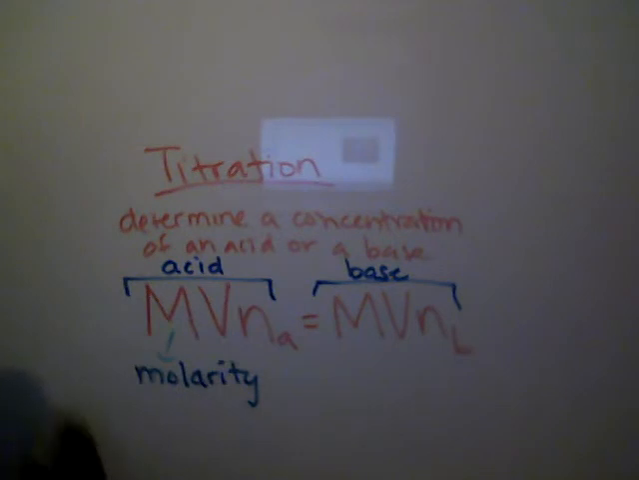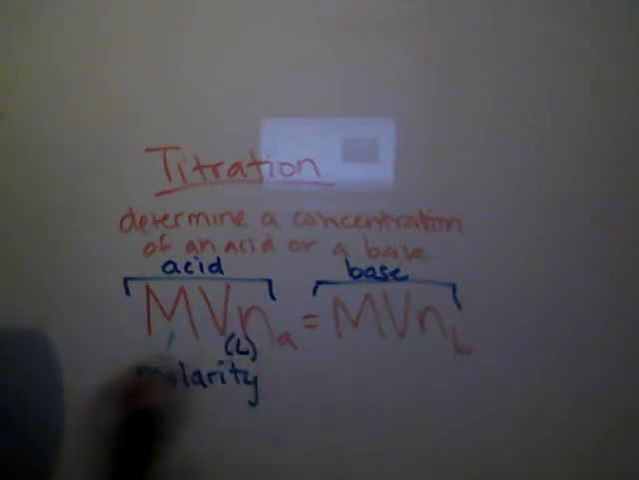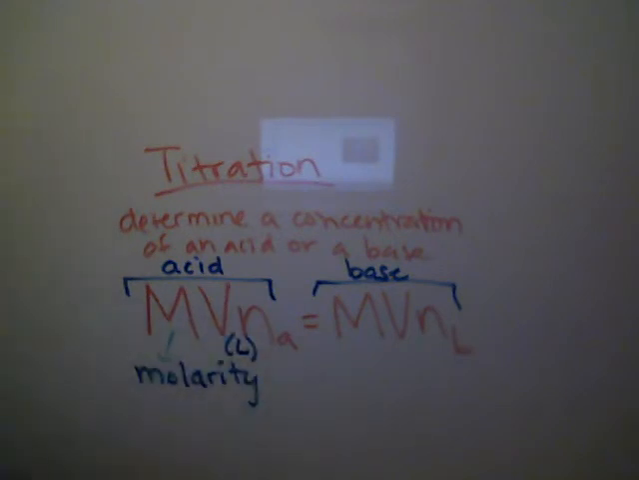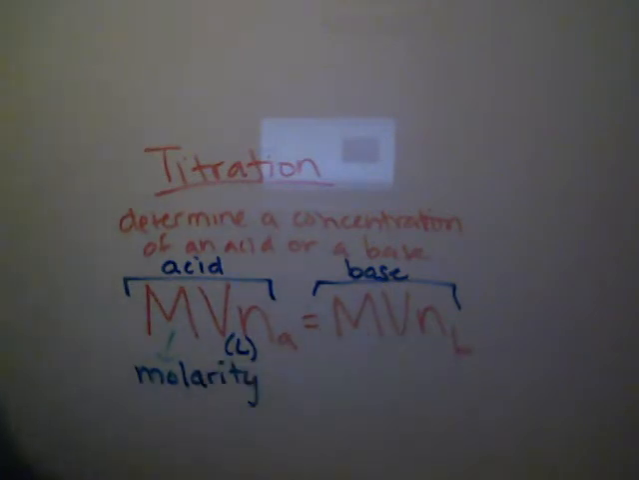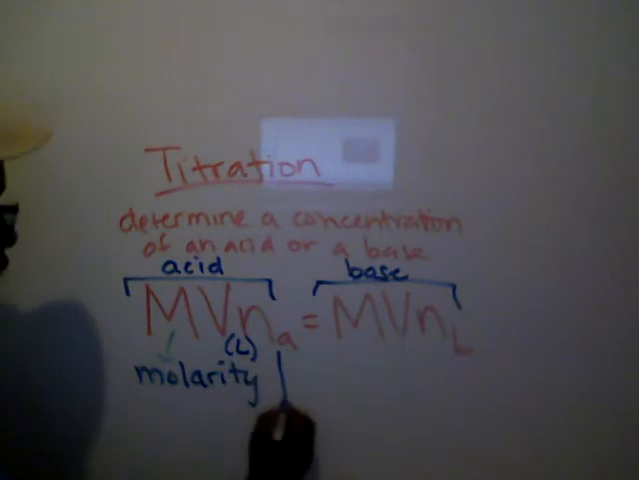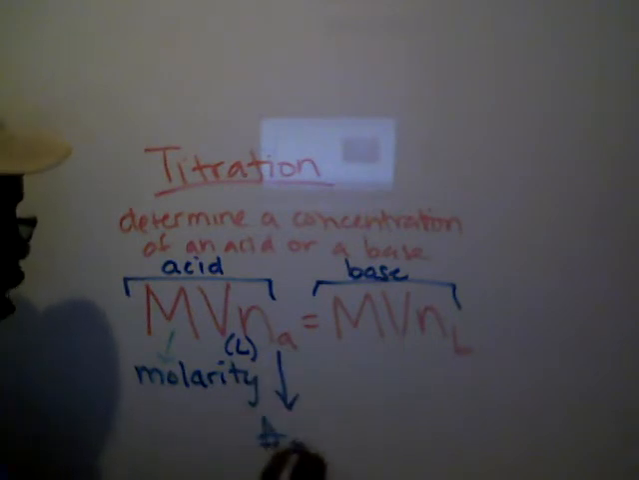V is the volume, but it has to be in liters. So this V has to be in liters. Can't be in milliliters. You got to convert it into liters. Now, Nb, same over here for the base. If the base has to be in liters, we can't use milliliters. Now, Na is the number of hydrogens in the acid.